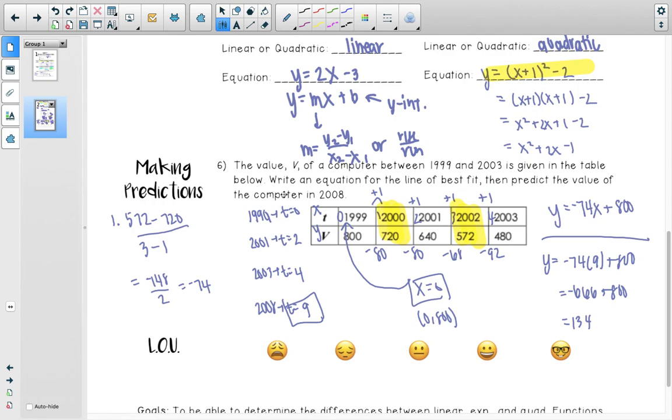So it's saying what's the value in the computer? Well, it would be $134 in 2008. Okay, so that's the last example.